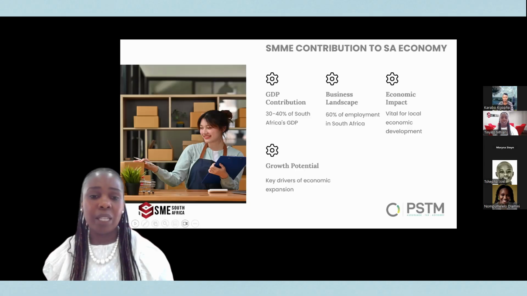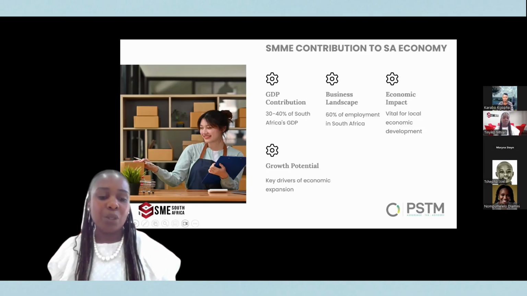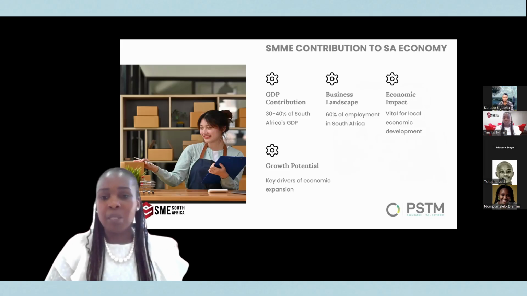We've all heard the government often say that it doesn't have funds to expend, doesn't have funds to do this. Yes, it must create an enabling environment, but we also have a role to play as SMMEs to ensure that we are growing the economy. So let us continue doing that as SMMEs.